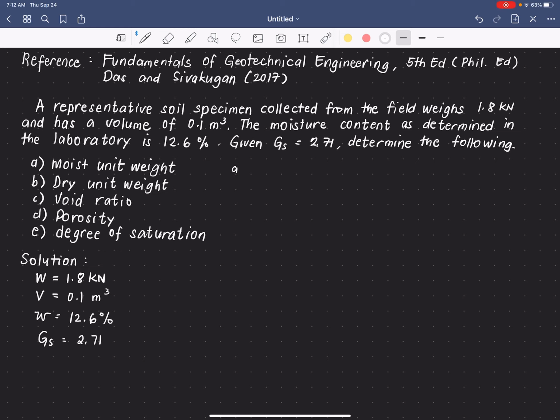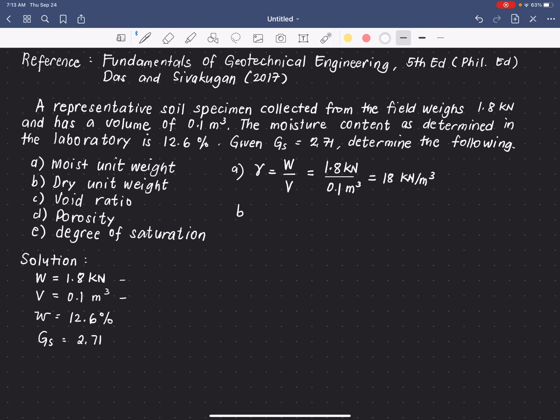To solve for the first question, the moist unit weight, this is denoted as gamma. The general formula is the weight over the volume, and since the weight is already given and the volume is given, this is a direct substitution. We can just simply plug in the values: 1.8 kilonewton divided by the volume, which is 0.1 cubic meter. If you solve this problem, this is equivalent to 18 kilonewton per cubic meter.